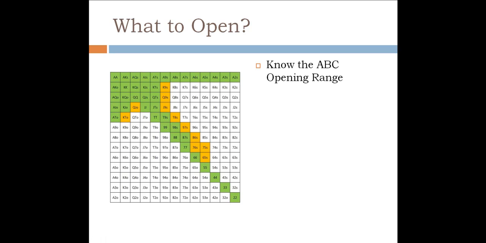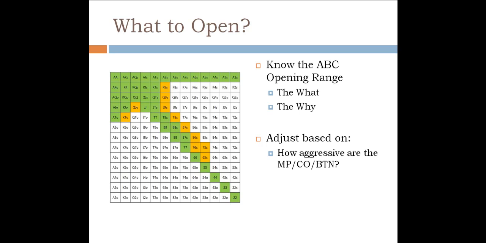ABC opening range: the green stuff I'm opening almost always from middle position. The orange stuff is situation dependent. So once again, you want to adjust based on how aggressive the middle position, cutoff and button are. If they're very aggressive, then you want to open a tighter range. If you have fish in the blinds, then you want to open a wider range. I would say it kind of gives you a range of ranges.